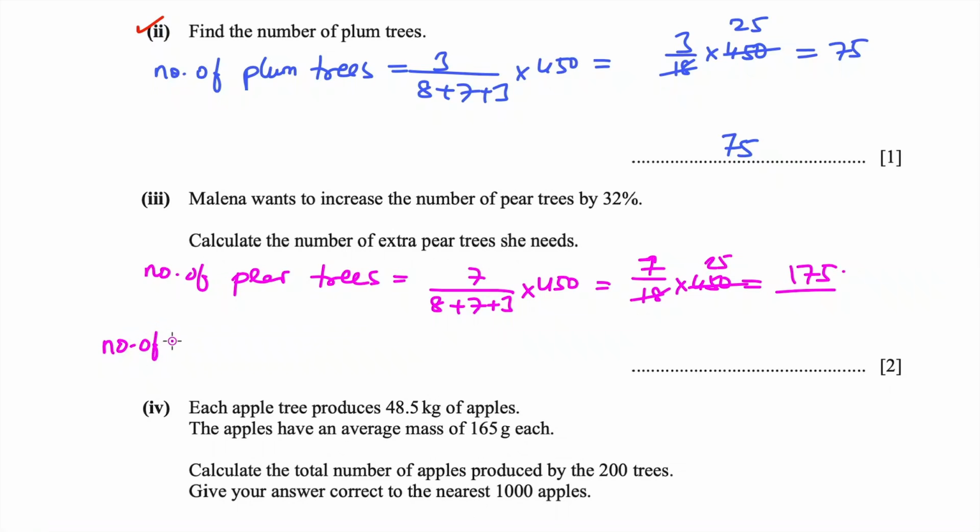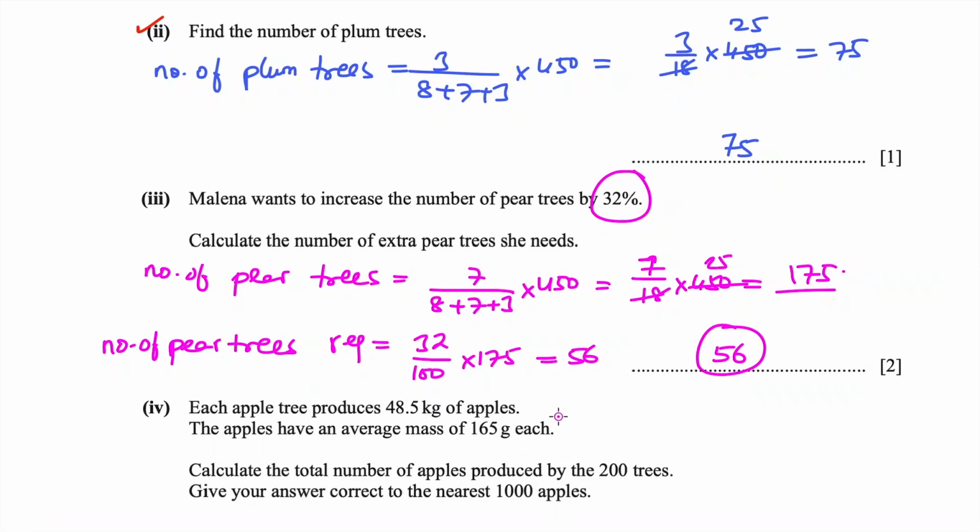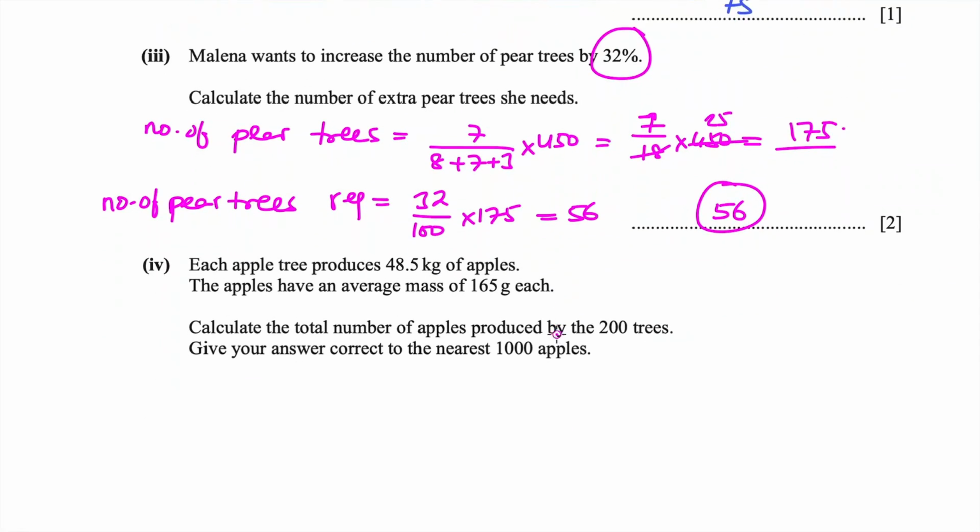So the number of pear trees required will be 32%. She wants to increase the number by 32%. 32 by 100 into 175. And this value is equal to, so this is 32 by 4 into 7 and 8 into 7, which is 56. So she needs another 56 trees. She needs to plant so that the number of pear trees will increase by 32%. So what is 100 will become 132. So the difference is 32. So the number of pear trees required is 32 by 100 into 175.